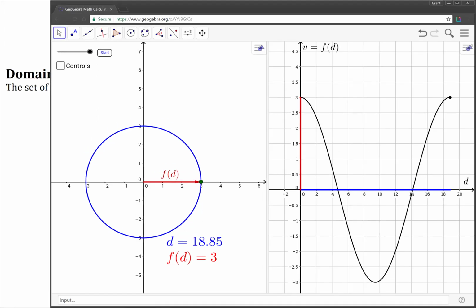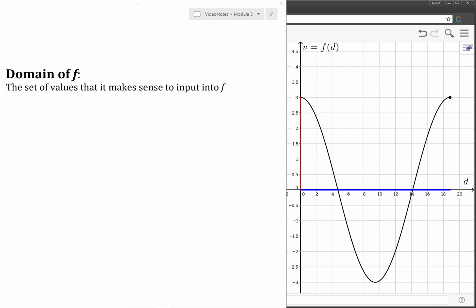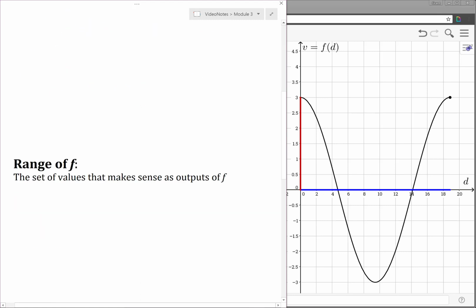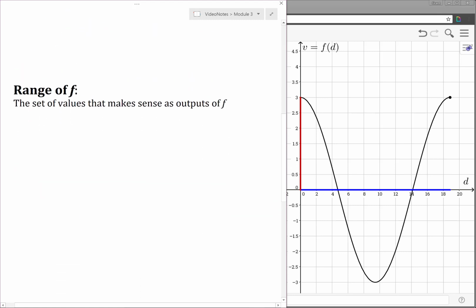Now, we also decided that the domain of f was all values between 0 and 18.85, because this is the set of values that it makes sense to input into f. So the domain of f was all values of d that are greater than or equal to 0, but less than or equal to 18.85. We'd also decided that the range of f, which is the set of all values that make sense as outputs of f, was all values between -3 and +3. So the output, f of d, could vary between -3 and +3.